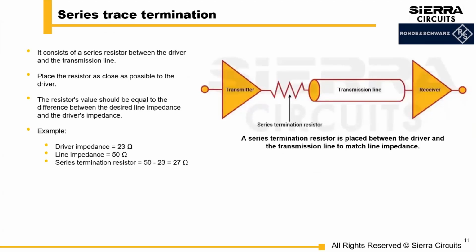Series termination involves placing a terminating resistor between the driver and the transmission line. The resistor is placed as close to the driver's side as possible, and its value is chosen such that the combined impedance of the resistor and the driver matches the trace impedance. Here we've shown one instance where the driver impedance is 23 ohms and the line impedance is 50 ohms. To match these impedances, implement a series resistor of 27 ohms near the driver end.